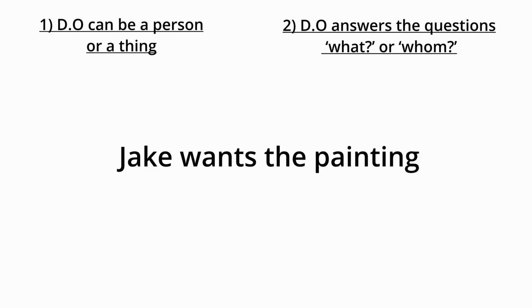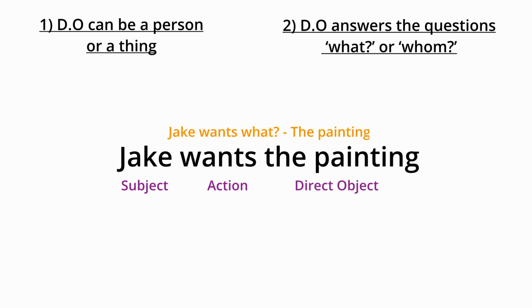Jake wants the painting. Jake wants what? The painting, right? Jake is the subject who performs an action of wanting something. But what does he want? That's right, the painting. The painting is a direct object of this sentence because that's what Jake wants.